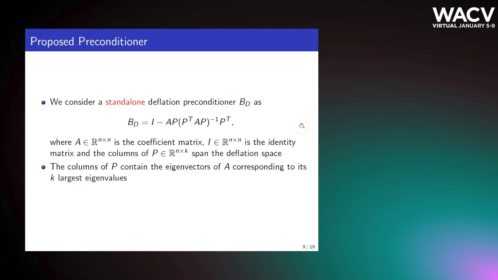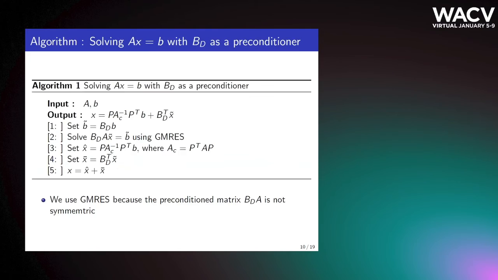The preconditioner we discuss in this paper is given as shown here. One of its advantages over a two-grid preconditioner is that it can be used as a standalone preconditioner. Here the columns of P contain the eigenvectors of A corresponding to the k largest eigenvalues. The algorithm for solving a system with BD as a preconditioner is shown here. It should be noted that the preconditioned matrix BDA is non-symmetric. Thus, we use GMRES as an iterative solver.